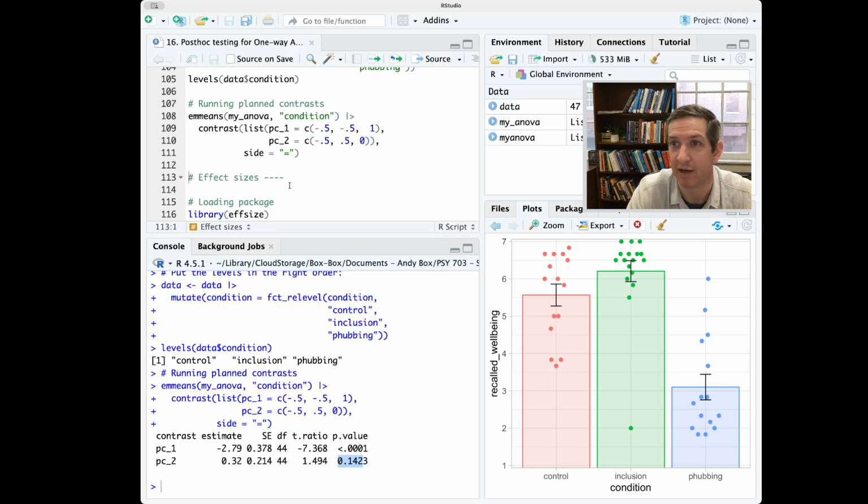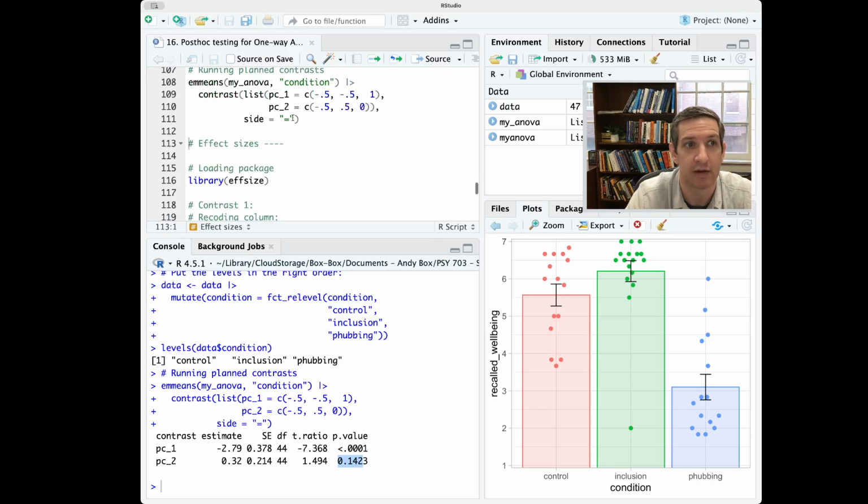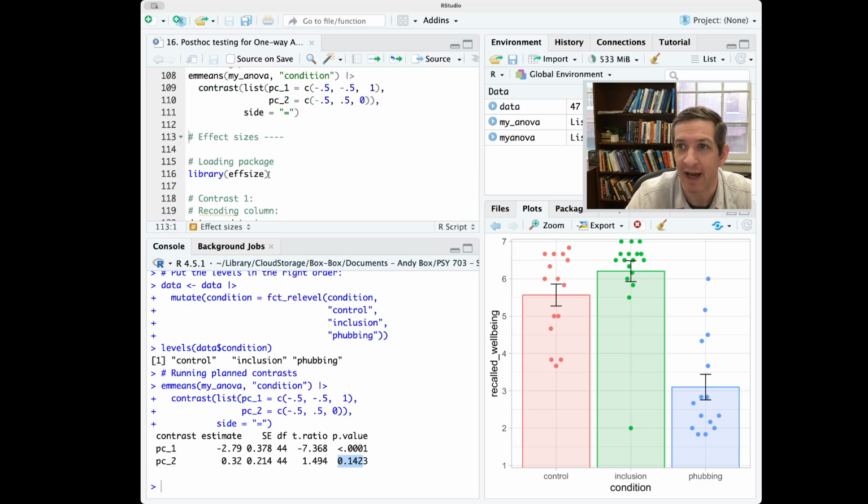What we don't have here are standardized effect sizes. And when you're reporting the results of these specific mean comparisons following up on the ANOVA, it's good practice to include an effect size, and people usually expect to see a standardized effect size. So let's look at how to do this in this particular context.